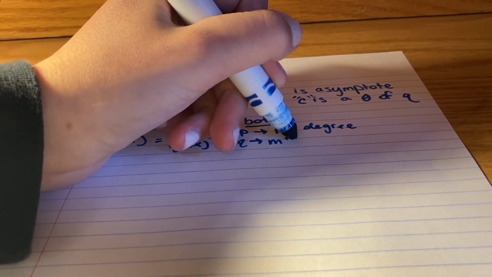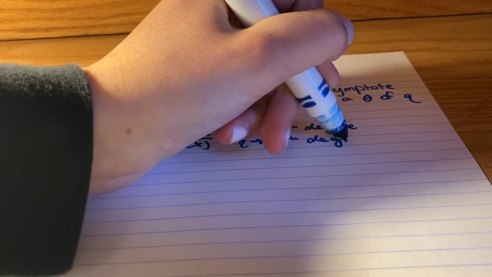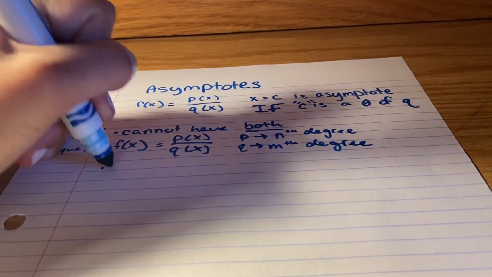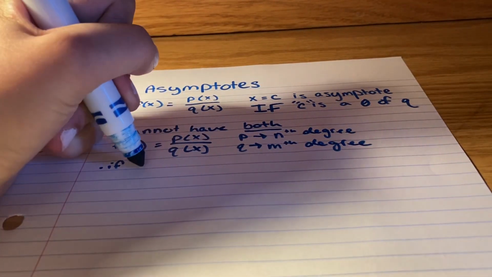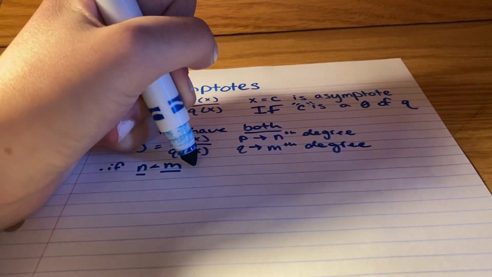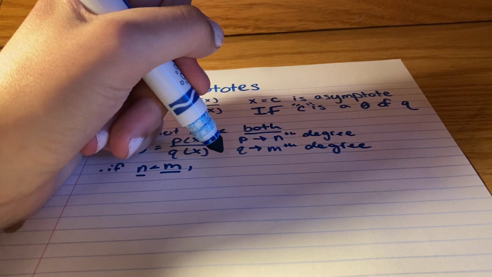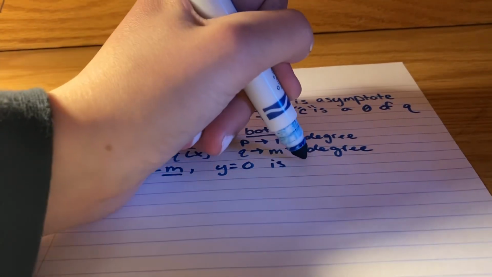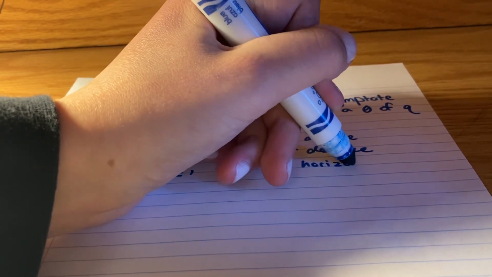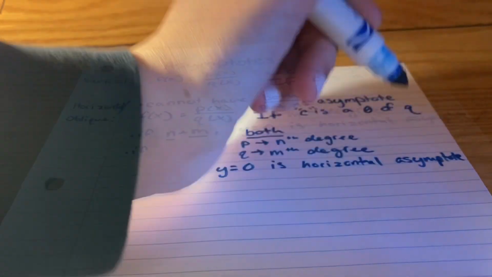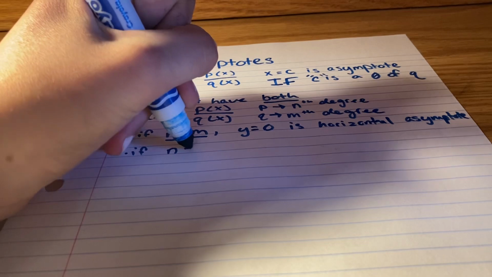And with horizontal and oblique asymptotes, consider f of x is equal to p of x over q of x, similar to our last example, and p is an nth degree polynomial and q is an mth degree polynomial. And they have no common factors other than constants, and a sub n is the leading coefficient of p of x, and b sub m is the leading coefficient of q of x.